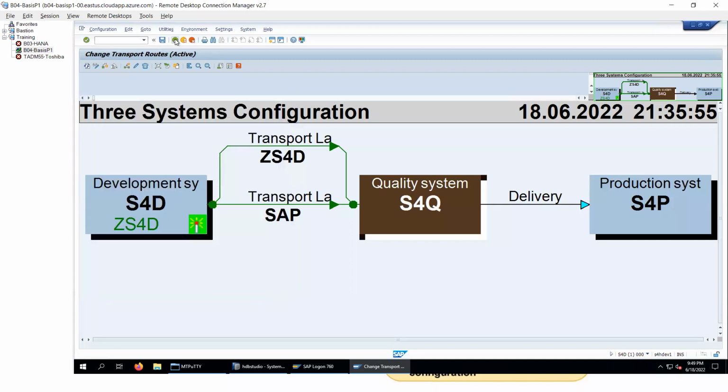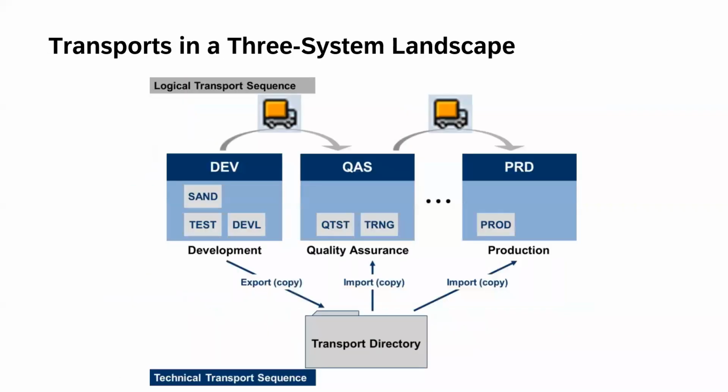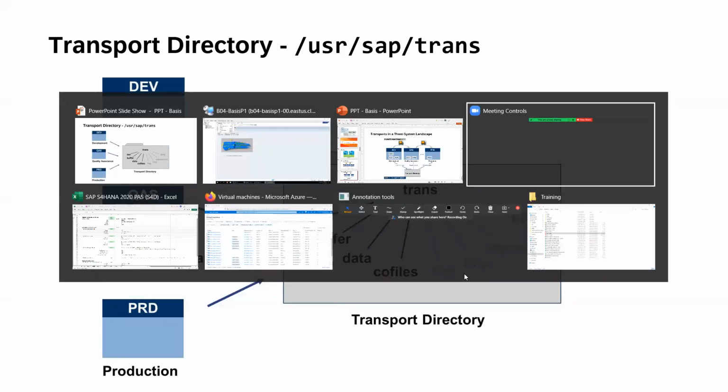Okay, so this is a transport directory. We'll see it practically. Now, what is the content of a transport directory? In a Unix system, it is under /usr/sap/trans. This is your transport directory. All these files have a common transport directory. What is the content of a trans directory? You have this kind of folders, directories, inside the transport directory: bin, buffer, data, cofiles.